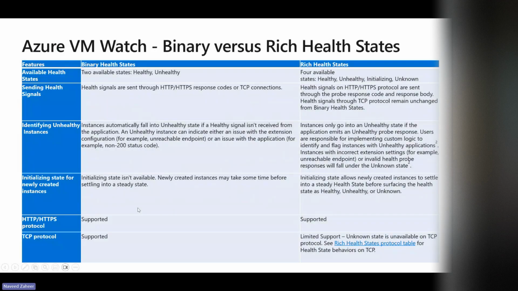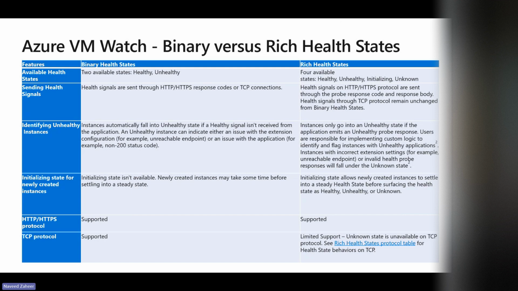So what you have is two states: binary versus rich health states. In regards to binary, you have healthy, unhealthy. In regards to rich, you have healthy, unhealthy, unknown, initializing. And what's the point of it?